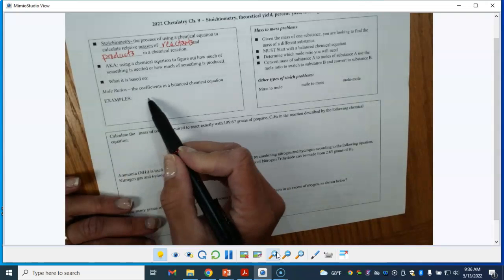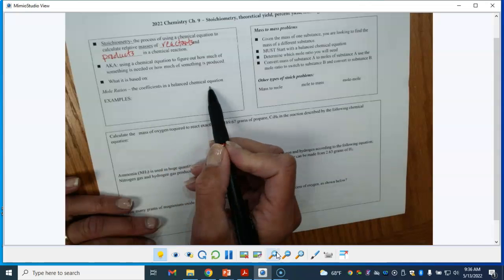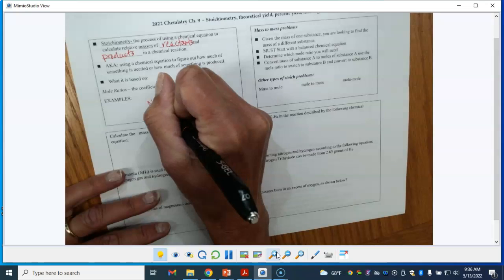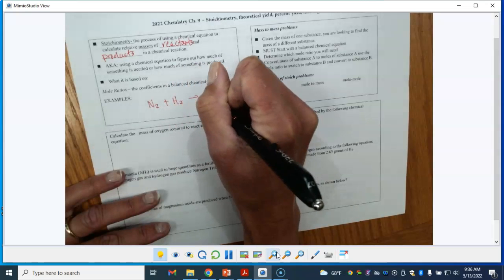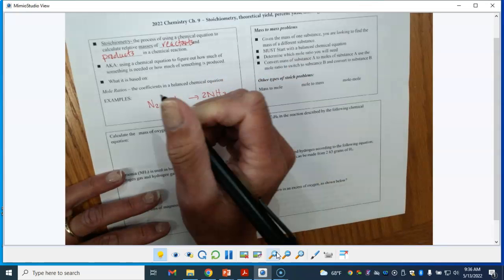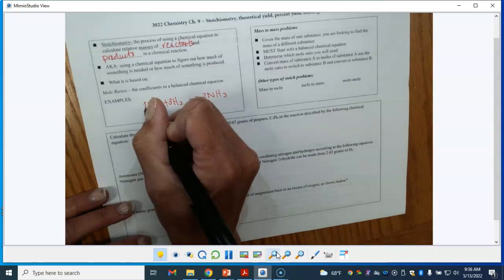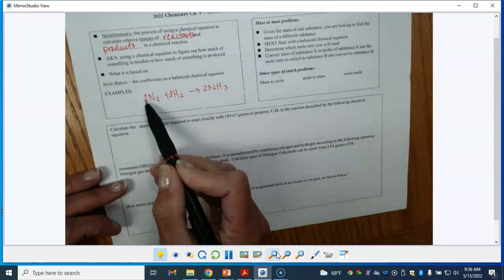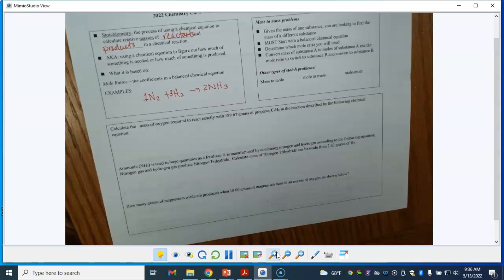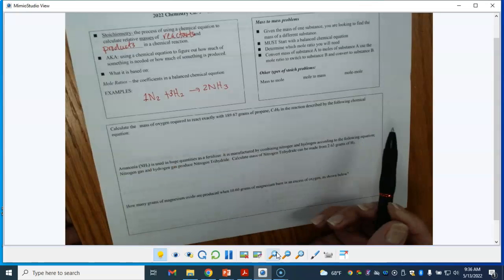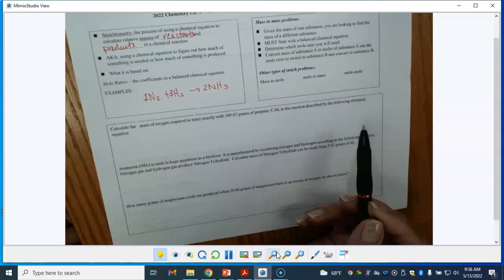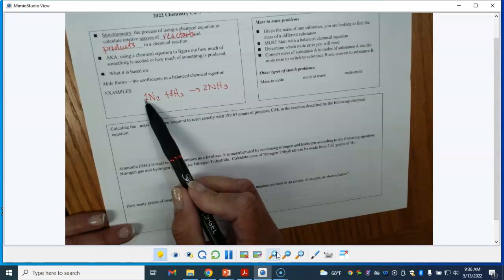So a mole ratio is going to be based on the coefficients in the balanced chemical equation. So if we have N2 plus H2 yields NH3, and we have to balance it correctly, okay? Our mole ratios are represented with the coefficients that are in front of our molecules or our compounds. We usually don't write a 1, but I will just for visual so it's easier to see. So these whole numbers are our coefficients. In reality, they represent how many moles of the substance is needed in order for the reaction to take place.